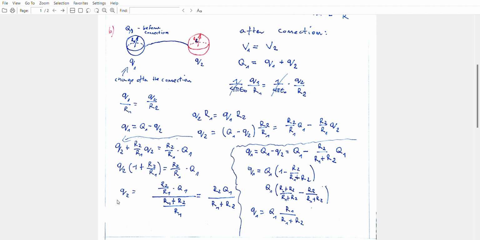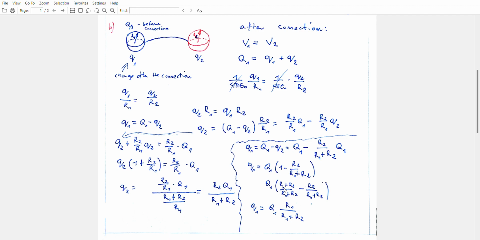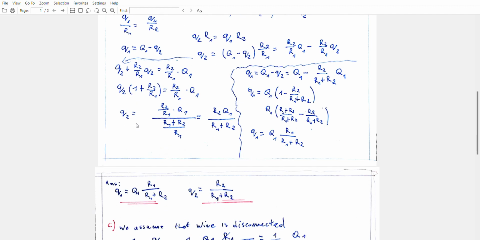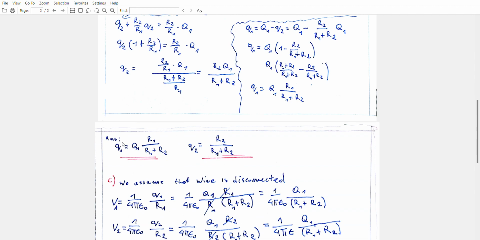We already have q2. To get q1, we can substitute into the expression for q1. After simple but not very short algebra, the trick is that I substitute 1 by r1 plus r2 divided by r1 plus r2. This is also 1, but that way it's easy because this term cancels out with this term. I show q1 as r1 times Q1 by r1 plus r2. They are very similar: for q1 the numerator is r1, for q2 it is r2.